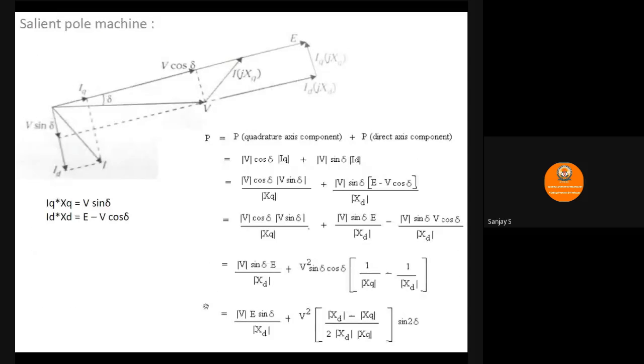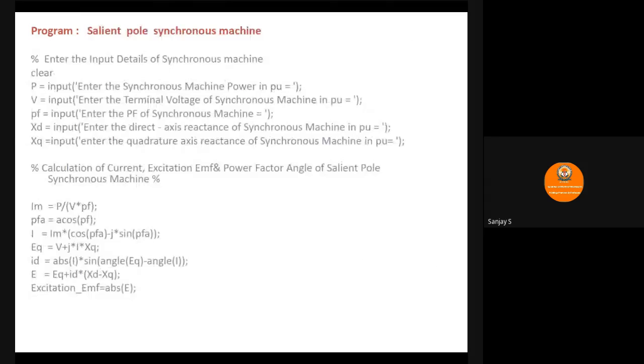Here you can see the actual power, real power P, will be equal to VE sin delta by XD plus V square into XD minus XQ by twice XD XQ sin 2 delta. So I'm having two terms here for power. One you can call P1, the other one you can call P2. Whatever expressions you are seeing here, the same thing is written in the standard format in MATLAB. So V by XD sin delta is 1. The other one is V square XD minus XQ by 2 XD XQ sin 2 delta. Let us see them here.